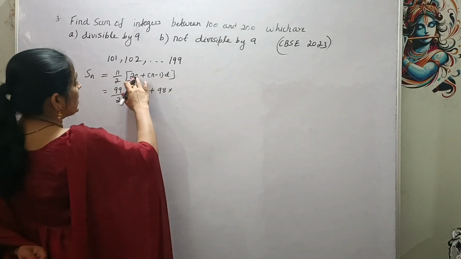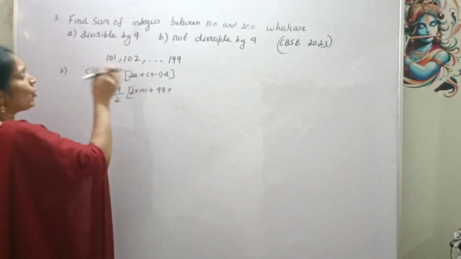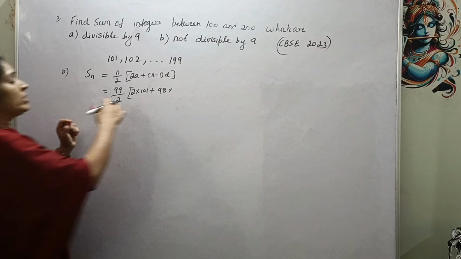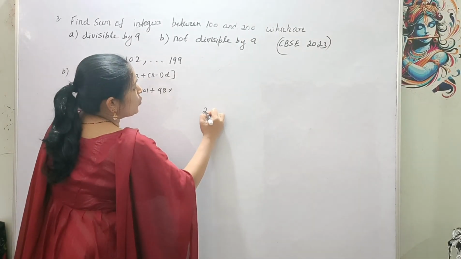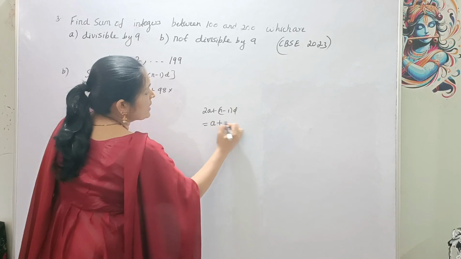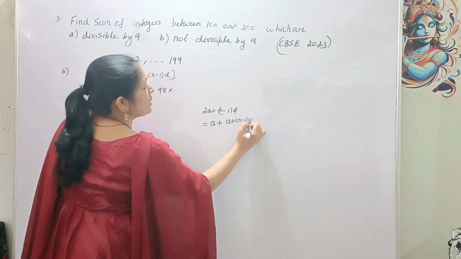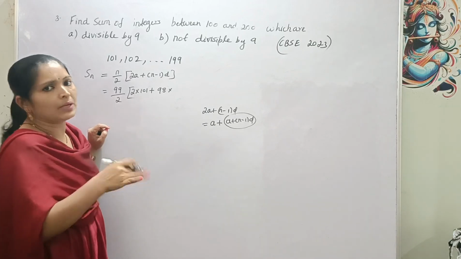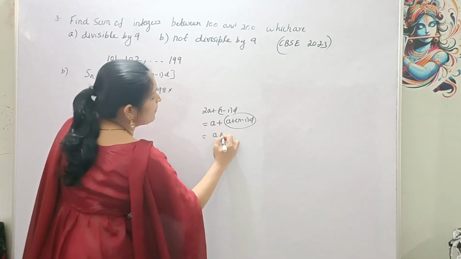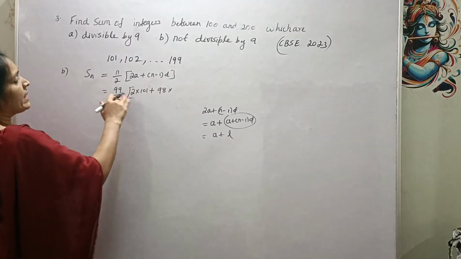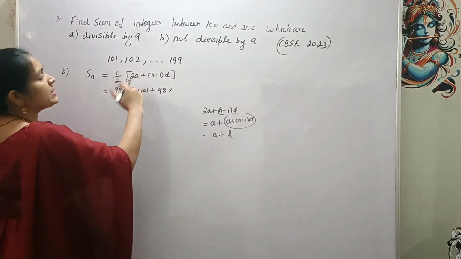See, otherwise we can write, here we have the first term and last term. Directly we can write first term plus last term. Okay, in the last class I have already mentioned. See, 2a plus n minus 1 into d is nothing but a plus a plus n minus 1 into d. What is a plus n minus 1 into d? That is the nth term, the last term, right? So here directly we can write first term plus last term.